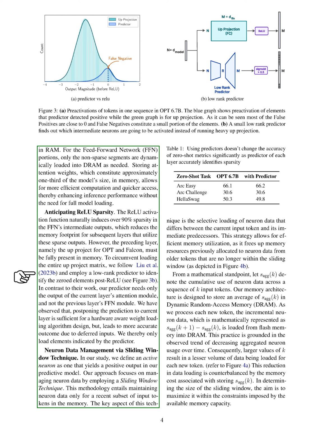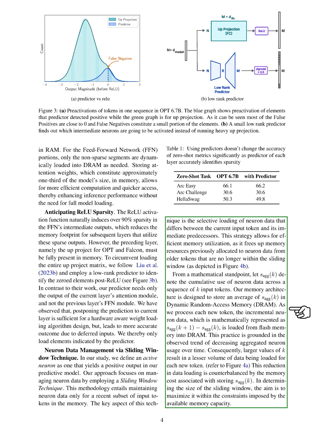We manage neuron data using a sliding window technique. This method involves keeping neuron data only for a recent subset of input tokens in memory. The key part of this technique is the selective loading of neuron data that differs between the current input token and its immediate predecessors. This strategy allows for efficient memory use, as it frees up memory resources previously allocated to neuron data from older tokens that are no longer within the sliding window.